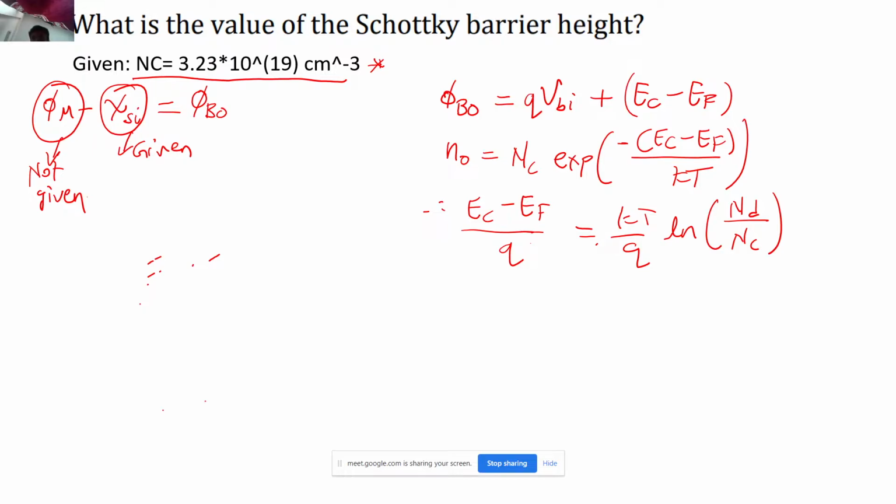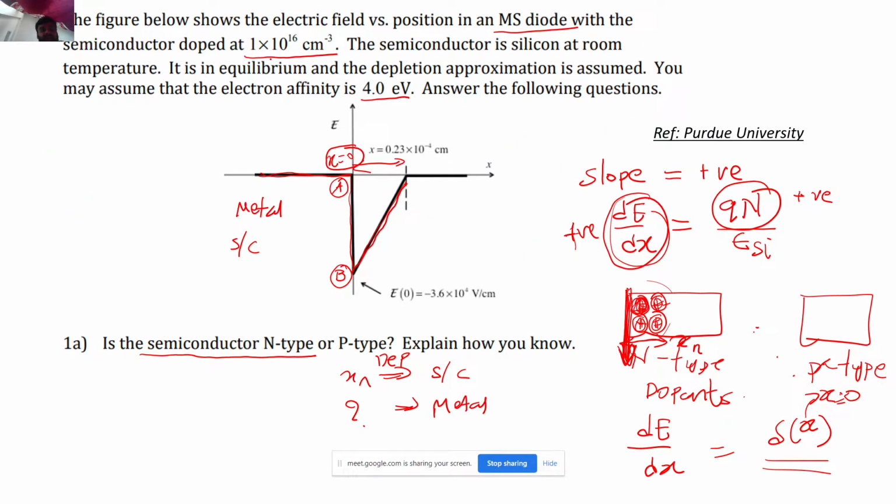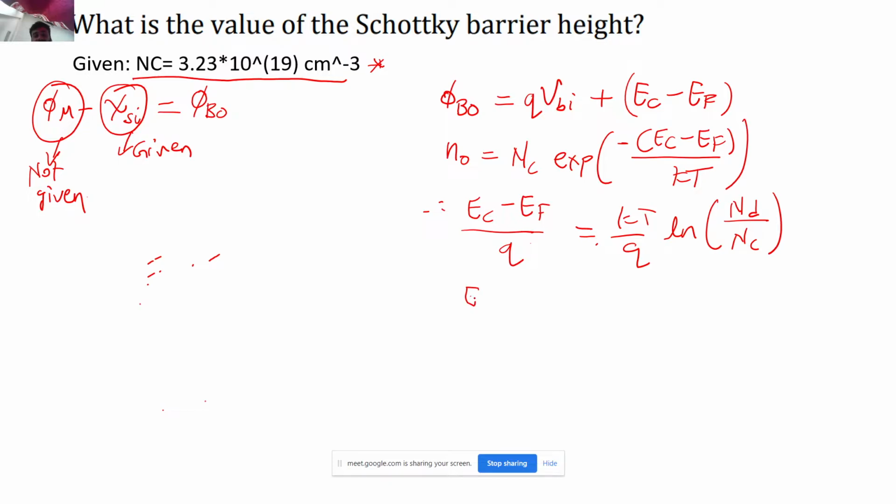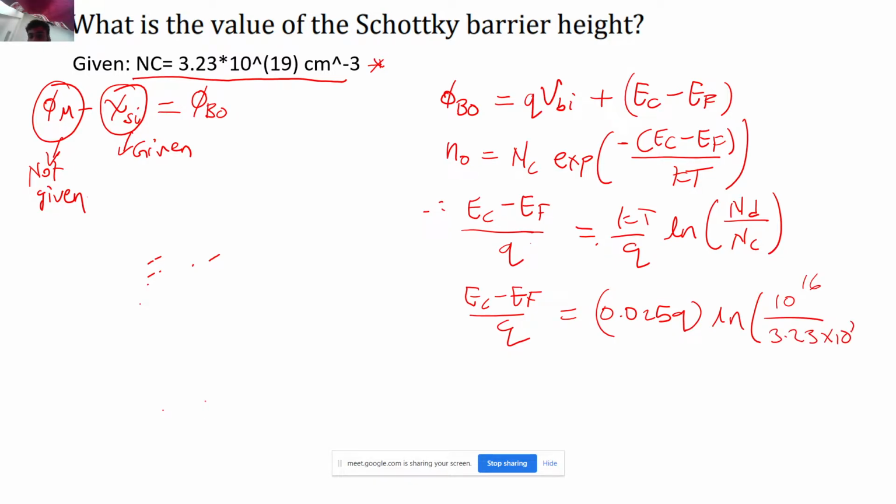So now I want to calculate this value. Let's check. This NC value has been given, and as you can see, the ND is given. We have already determined that the semiconductor is N type, right? So this doping must be ND, correct? Now if you substitute the values, EC minus EF by q will come out to be 0.0259 times ln of, ND has been given as 10 to the power 16, and the value of NC is 3.23 into 10 to the power 19. I guess I made some mistake. There should be a minus sign over here.